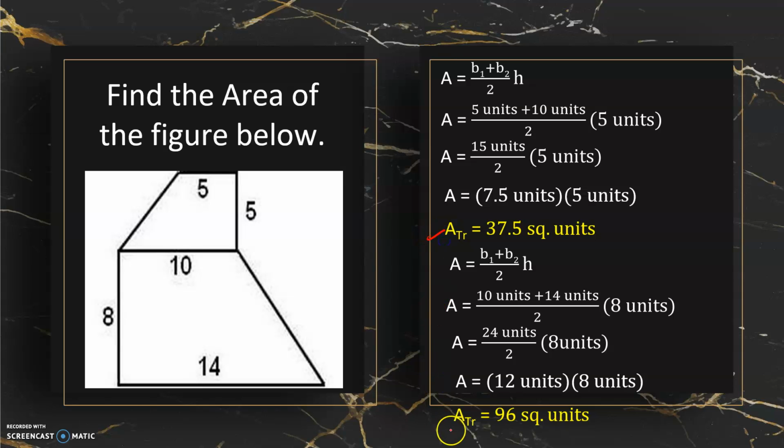Adding the area of the smaller trapezoid and the bigger trapezoid, we'll have 133.5 square units. So the area of this composite figure here is 133.5 square units.